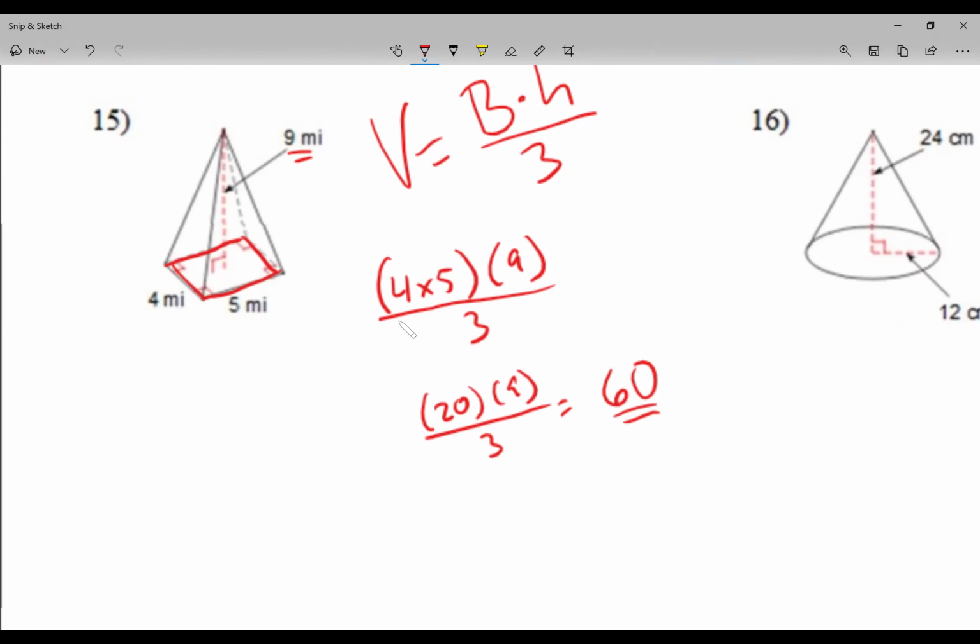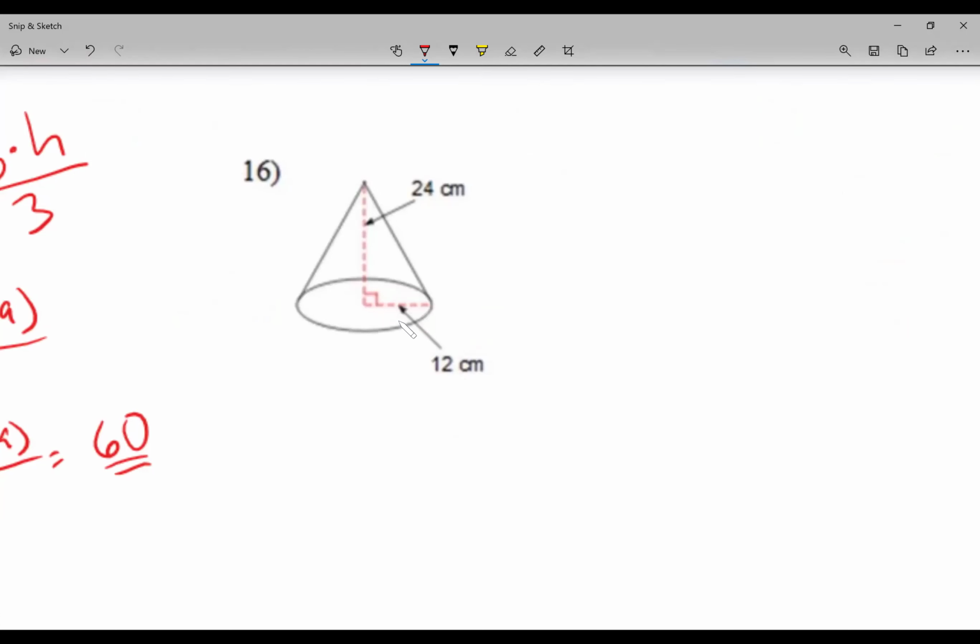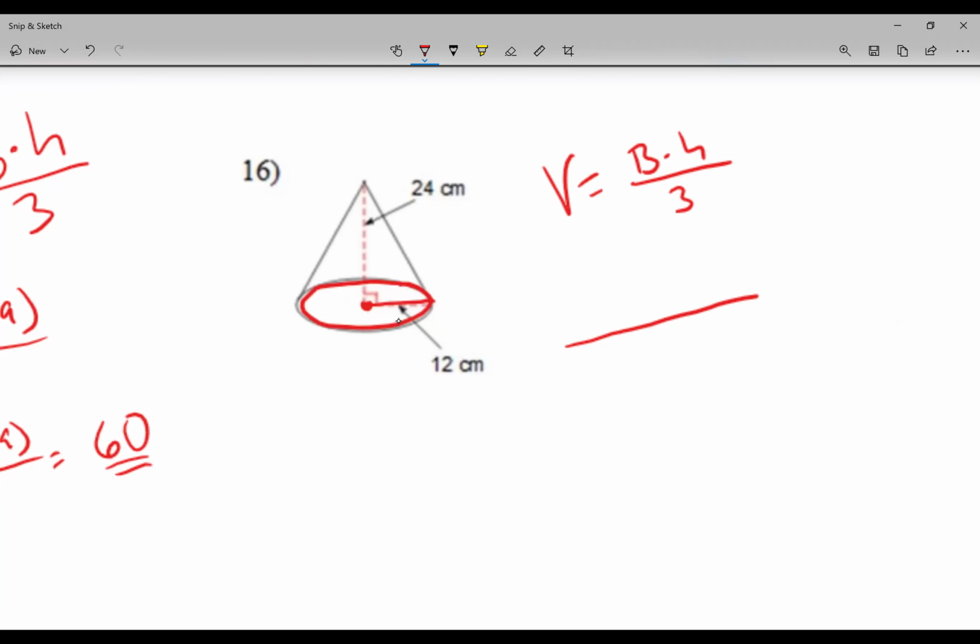Now, having that said, let's take a look at number 16. The volume of a cone is the area of the base times the height divided by 3. So I'm going to type it in as a fraction. I gave you guys a link for a calculator on Canvas that you can type in as a fraction. Now the base is a circle. You can see the base is a circle. The radius is 12.